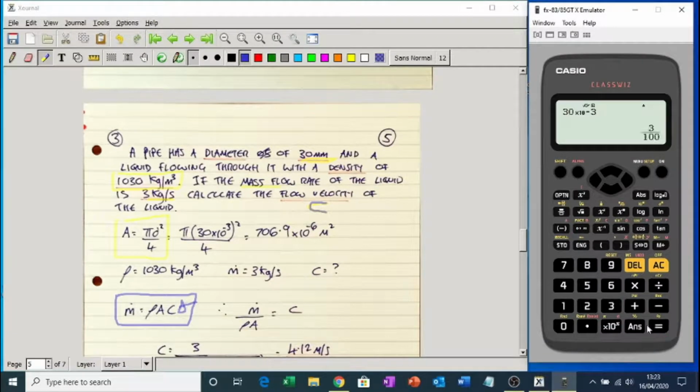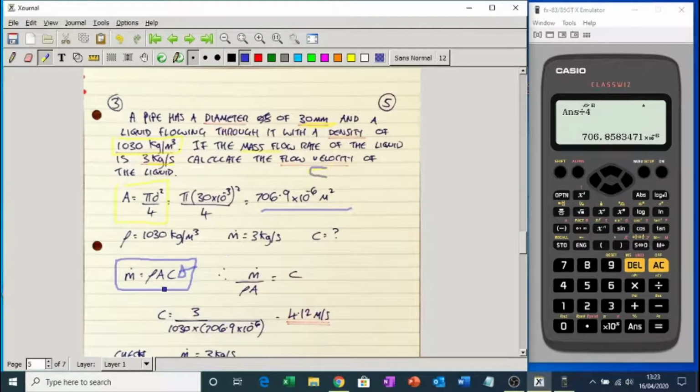So pi d squared over 4: 30 times 10 to the minus 3 to get into meters. We'll square that, times it by pi, divided by 4. Ta-da! Press E and G. 706, I've gone up to the 9, in square meters. So that's the area of the pipe.